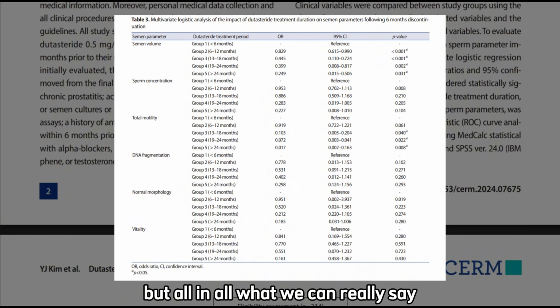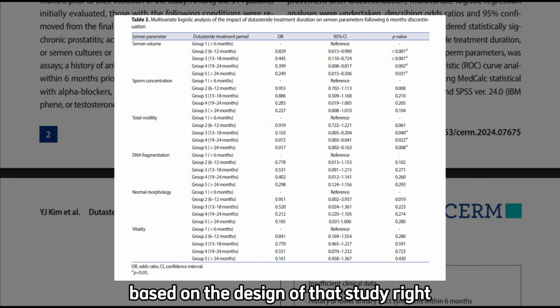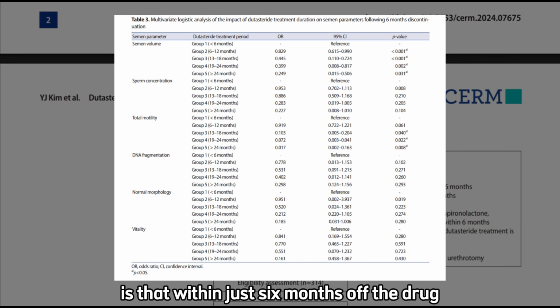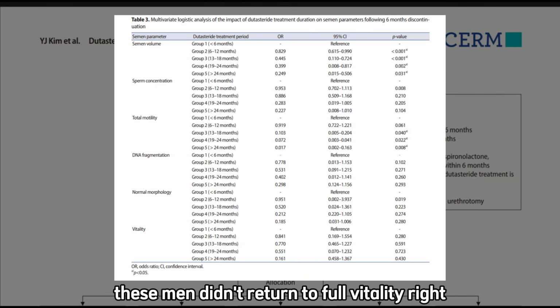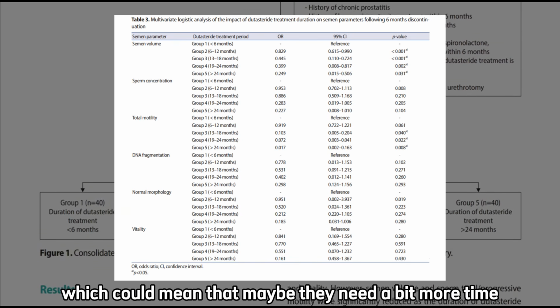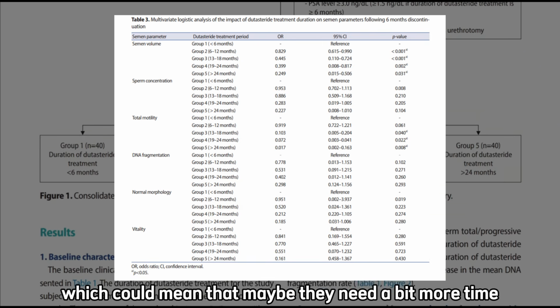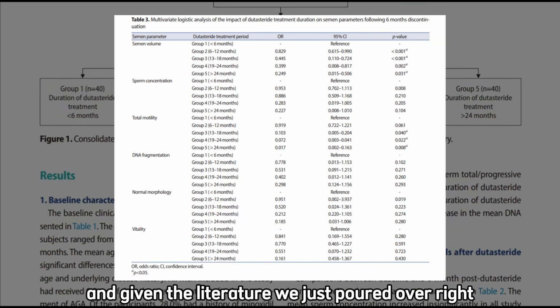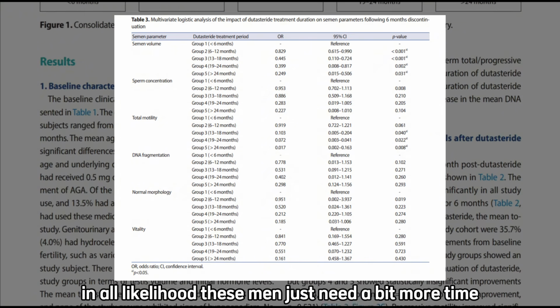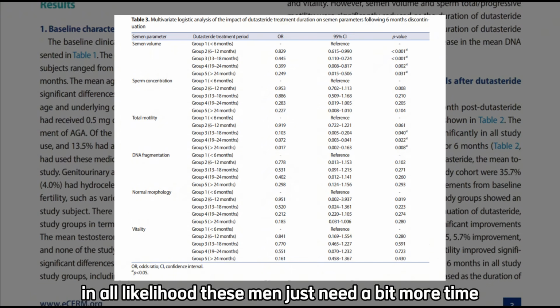But all in all, what we can really say based on the design of that study, right, is that within just 6 months off the drug, these men didn't return to full vitality, right? Which could mean that maybe they need a bit more time. And given the literature we just poured over, right? In all likelihood, these men just need a bit more time.